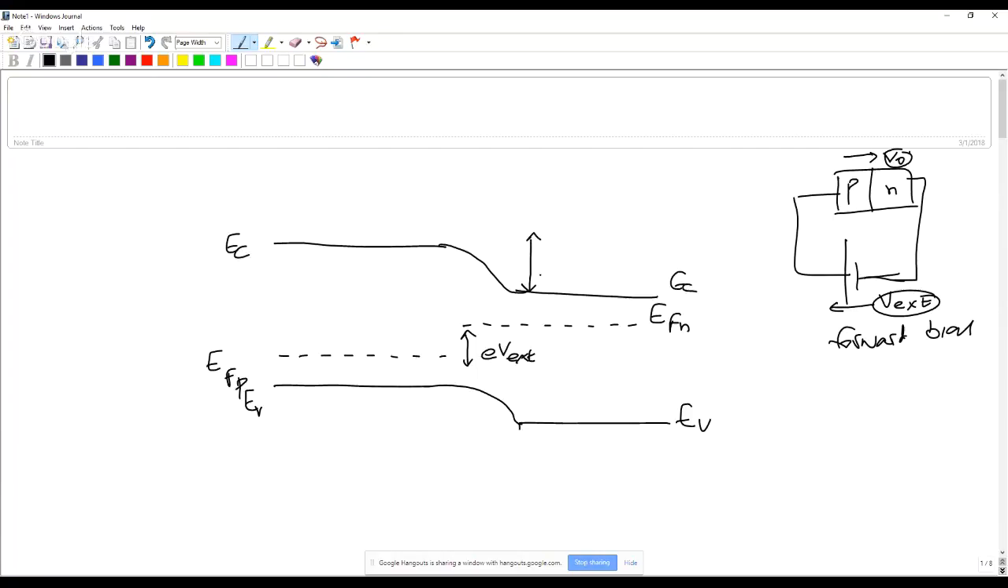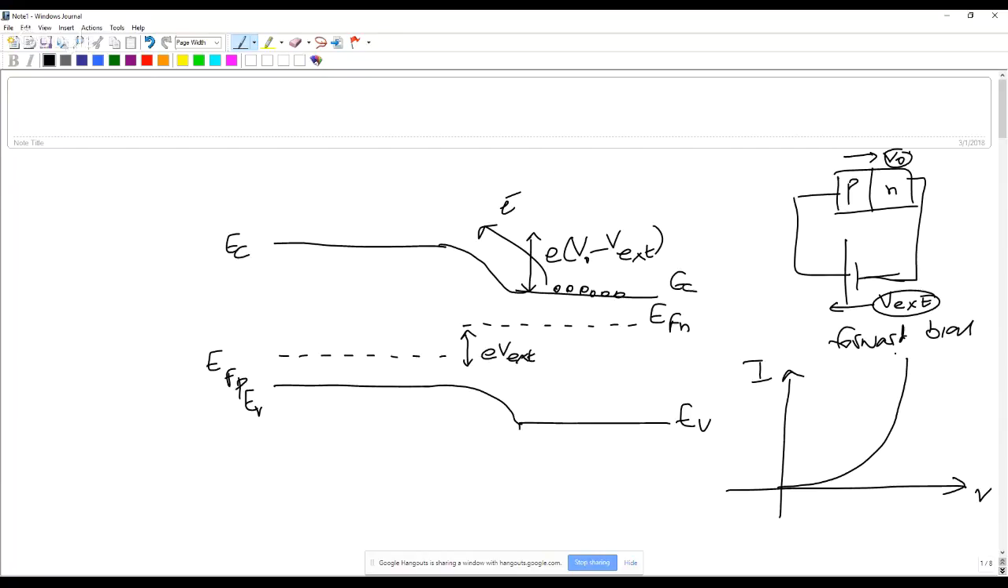So now your barrier height is actually lowered. It was earlier eV naught, now it is eV naught minus V external, which means I have electrons. They still have to make a jump, but the jump they have to make is less than what it would have been earlier. So in the case of forward bias, we find that the current increases exponentially with the voltage, which is again why we say that a PN junction is a rectifier, just like a Schottky junction, because the forward bias current increases exponentially with the applied voltage.